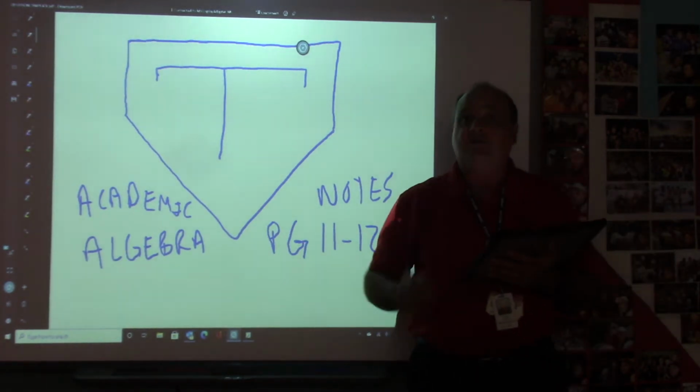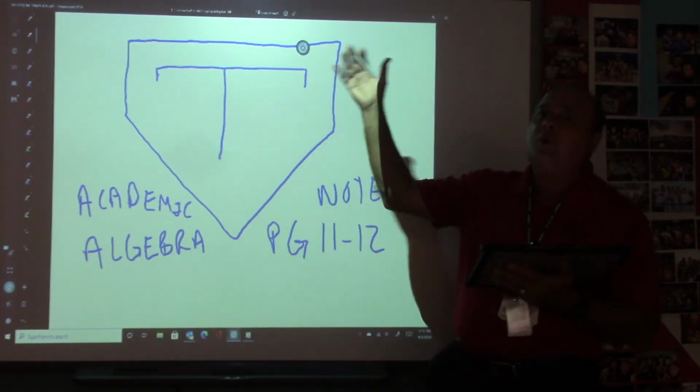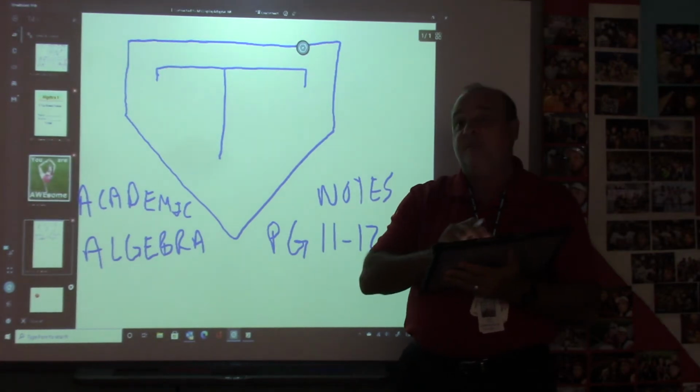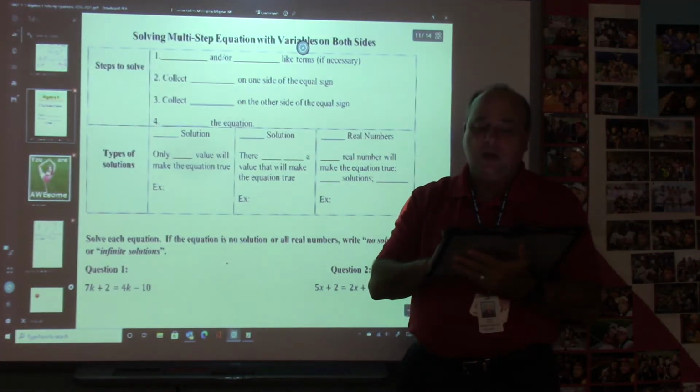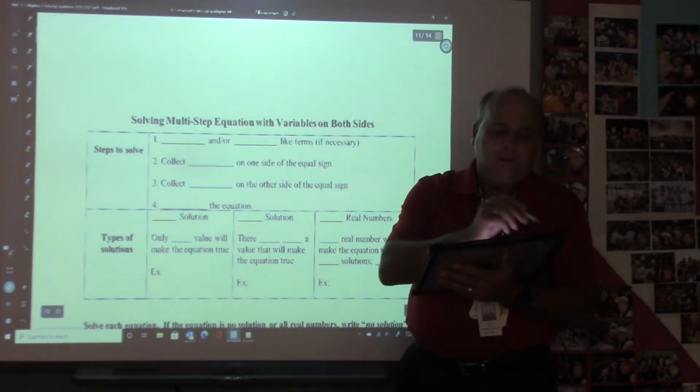And today we're going to solve equations that involve multi-steps with the distributive property. It is going to be fun. Okay, we're going to write down the 4 steps again.